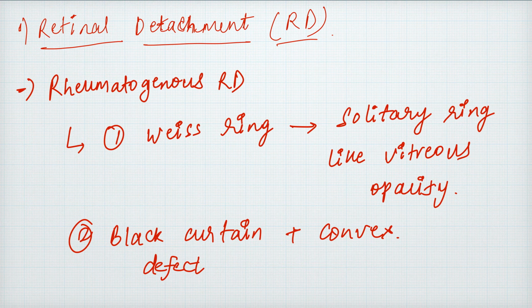Now we will talk about retinal detachments. So first of all, the first one, rhegmatogenous retinal detachment. Some important points in this: it has a Weiss ring, a solitary ring-like vitreous opacity. So it is a vitreous opacity, called Weiss ring. Also, the second point you can remember is a black curtain-like defect, plus it is convex in nature.